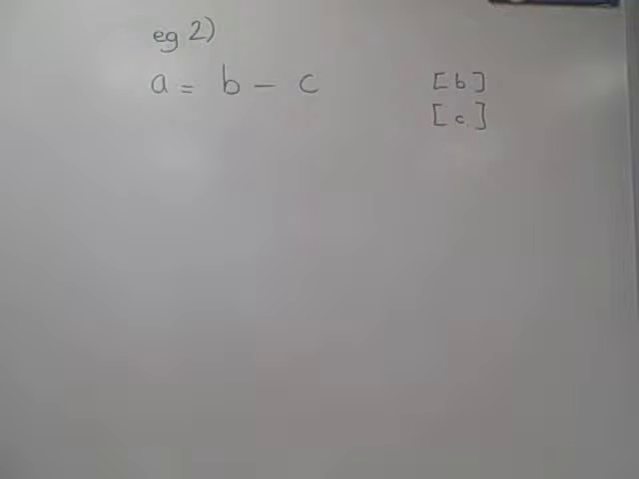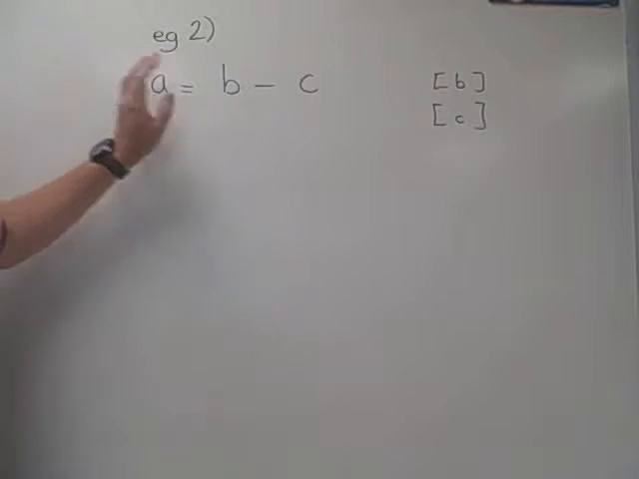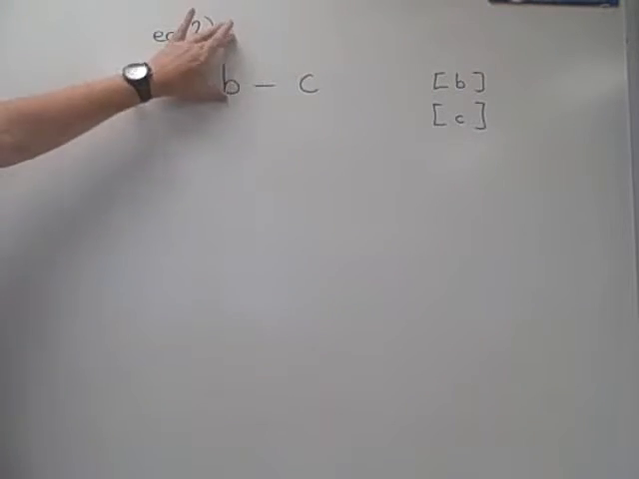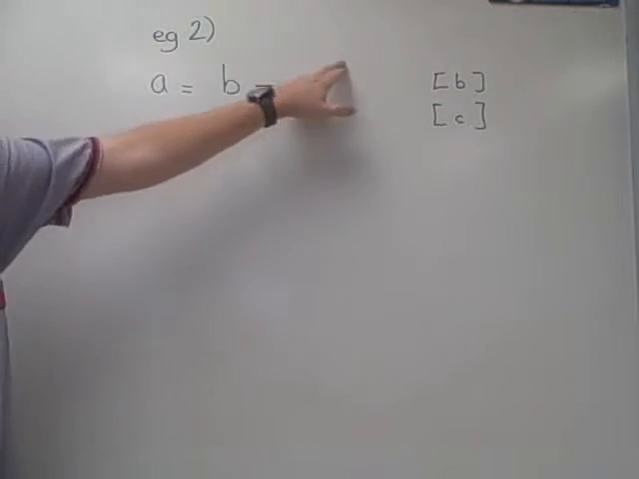So this time we've got a slightly different equation. We have a equals b minus c. So at the moment it's solved for a, and we're going to solve for b. So same idea, look what we're doing to b. So at the moment we're going to subtract c.